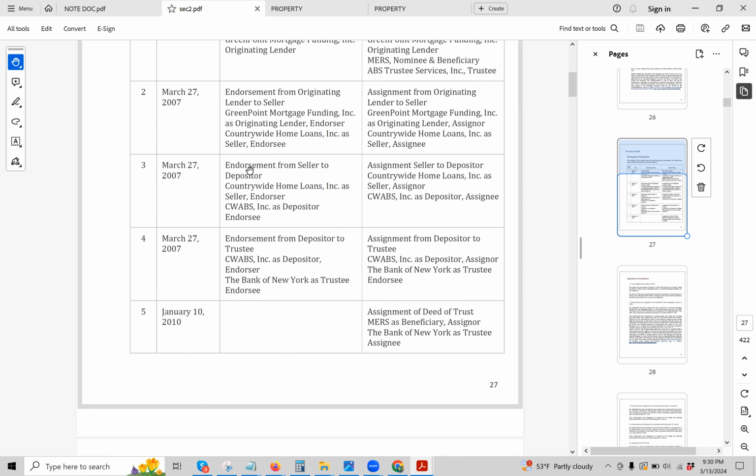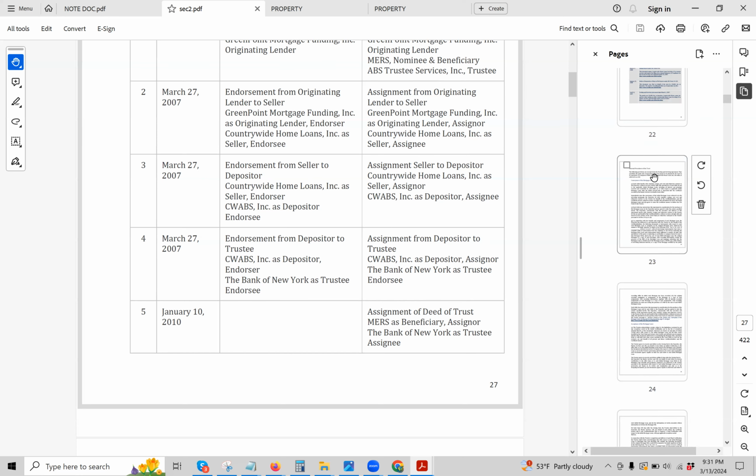And then the endorsement from the seller to the depositor. When you see seller to depositor, now we're getting into the securitization trust, because CWABS is going to be the beginning of the trust name. So now you're getting into seller to depositor, and then an endorsement from the depositor to the trustee. And that's what you're going to see.